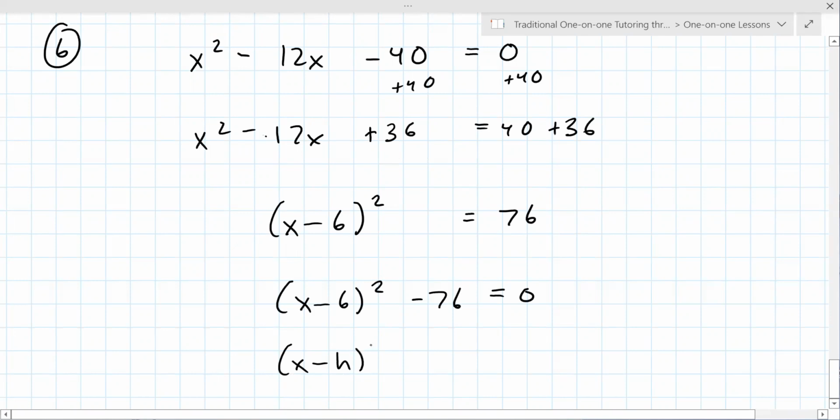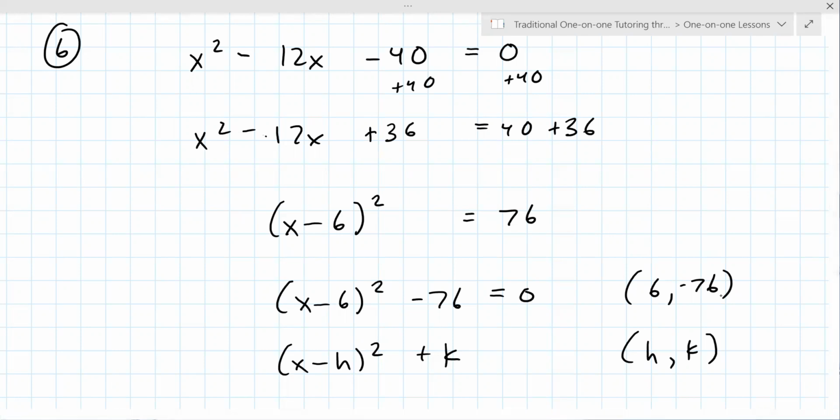And x minus h squared plus k, your vertex is... I skipped the x minus 6 for some reason. I'm just rushing it like crazy right now. But I definitely know what I'm doing now. Okay, so get this last little bit down.